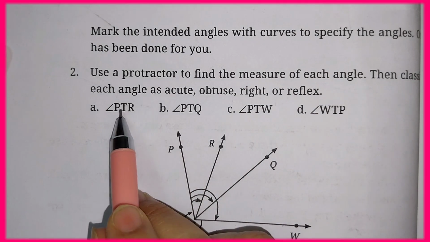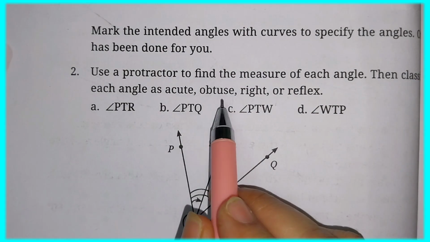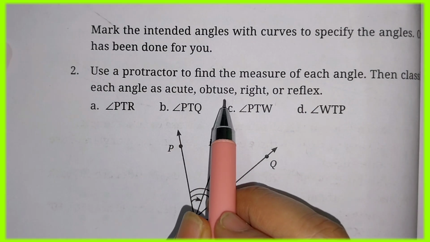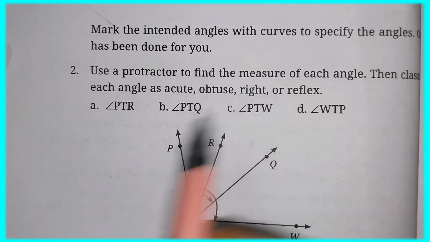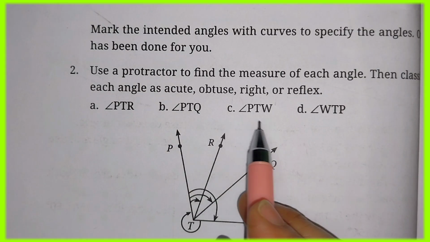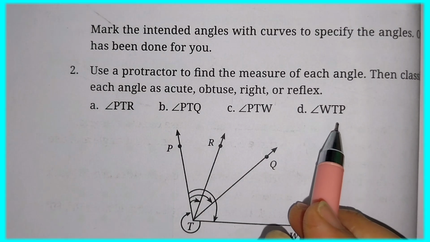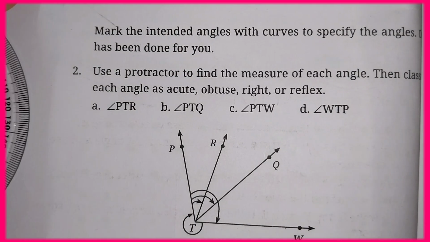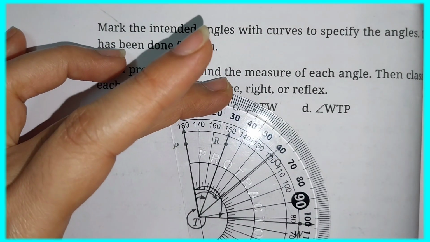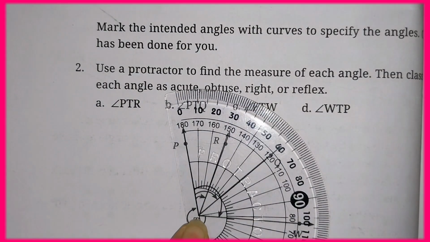Next, the second question is, use a protractor to find the measure of each angle, then classify each angle as acute, obtuse, right or reflex. Here they have given a figure with points P, Q, R, T and W and asked to measure different angles using a protractor and then classify each angle as acute, obtuse, right or reflex.